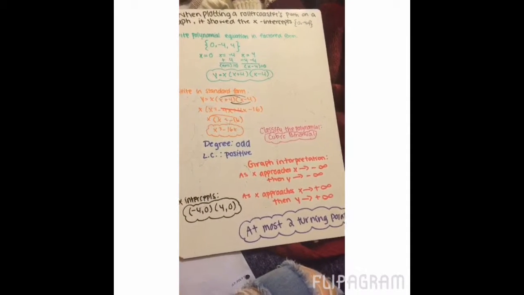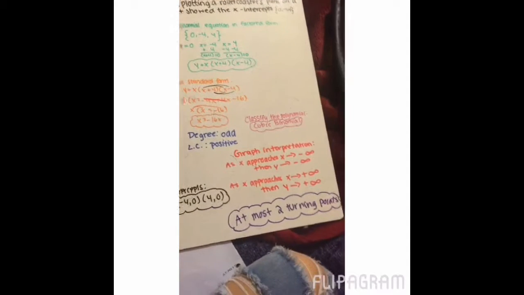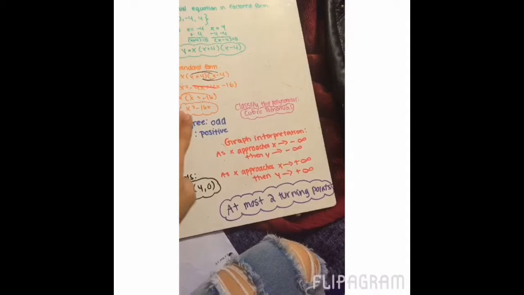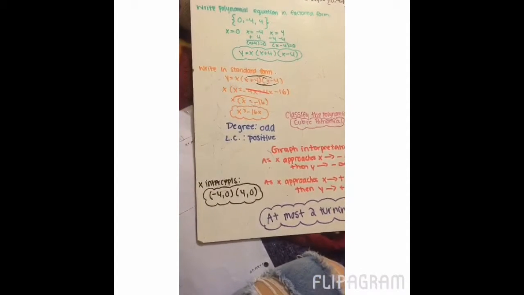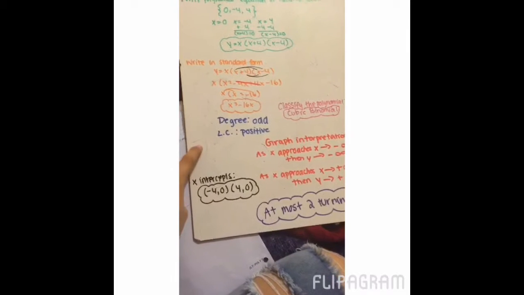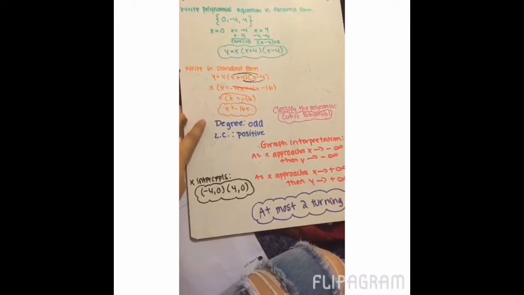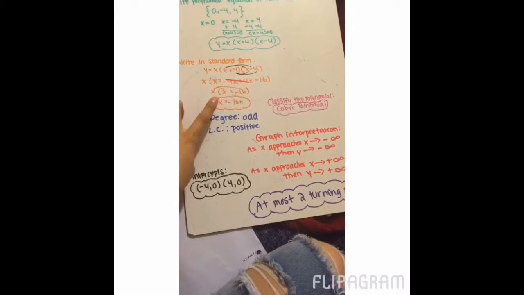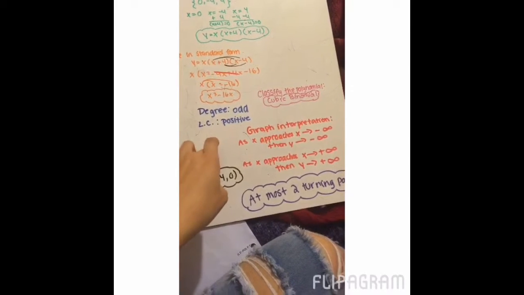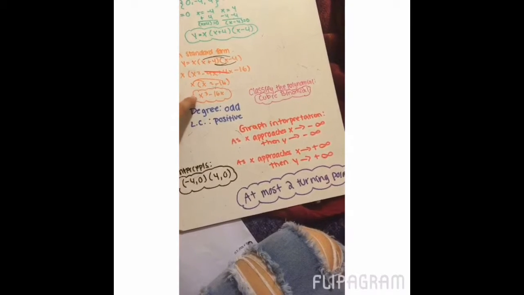In order to classify the polynomial, you look at the greatest degree, which is 3, which makes it cubic, and then you see how many terms there are, which are 2, so it becomes a binomial. To identify the degree and leading coefficient, the degree is 3 because that is an odd number, and the leading coefficient is positive because there's not a negative sign in front of it.